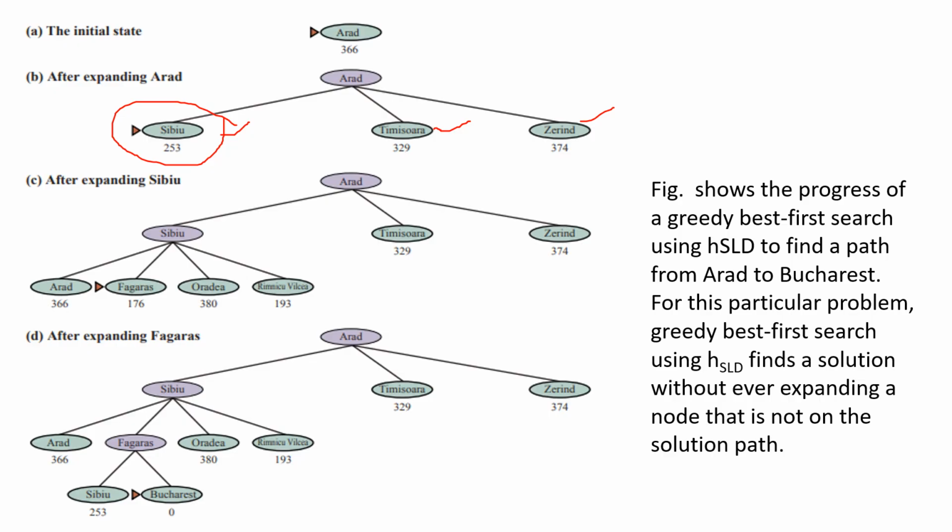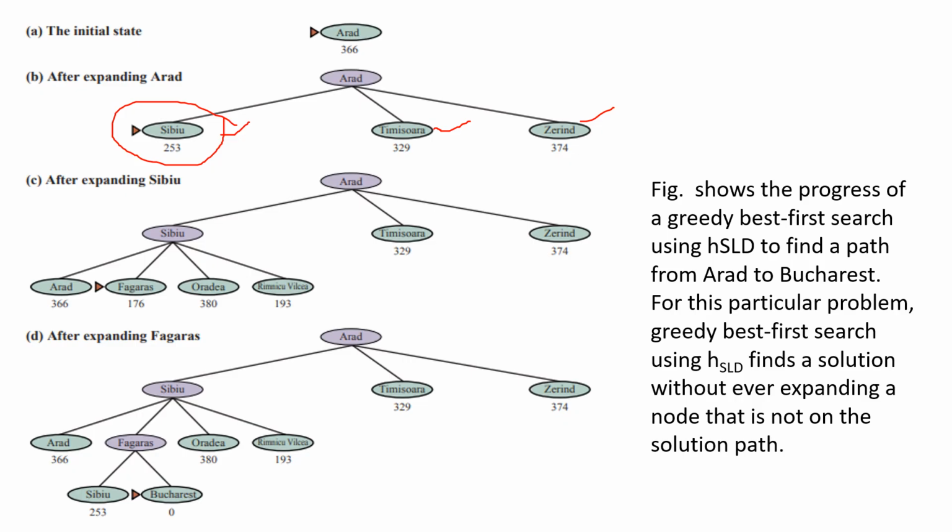Arad to Bucharest is 366. The next is Fagaras. Fagaras to Bucharest is 176. Then next is Oradea. Its h of n is 380.